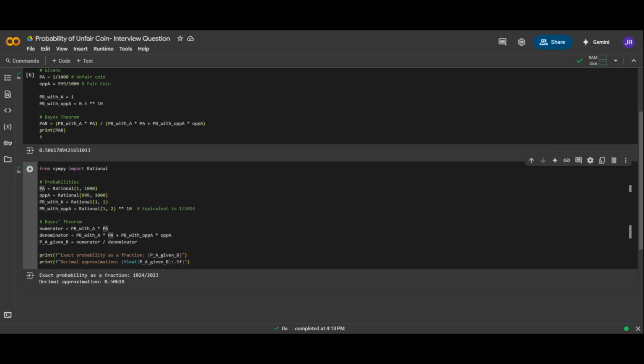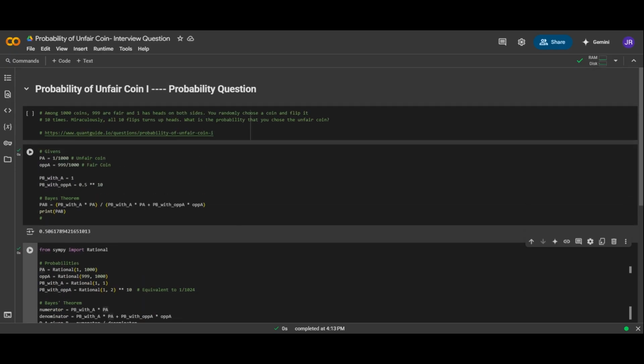So as we just saw, I provided the answer as a fraction because that is what QuantGuide prefers. So I did provide an option here of code you can use instead, and it's by using SymPy's rational function, which will allow you to express it as a fraction instead. Now that's how you can do the probability of an unfair coin interview question.